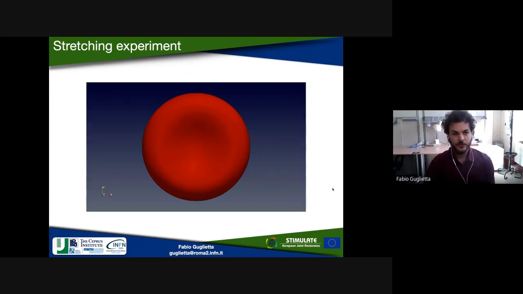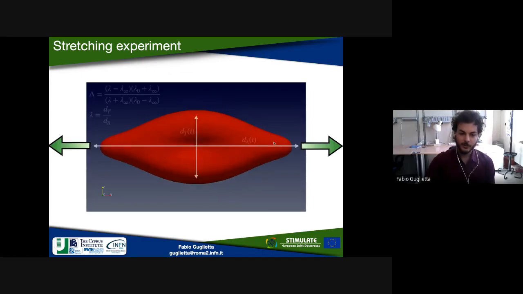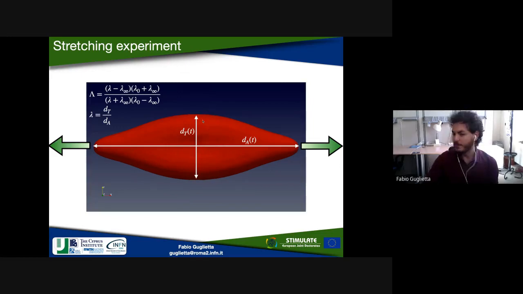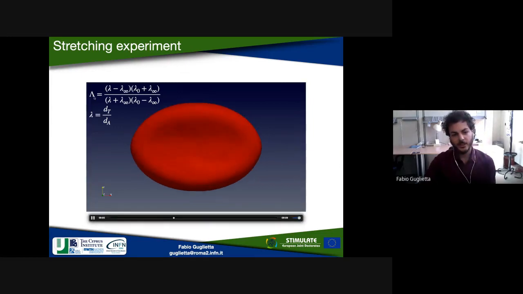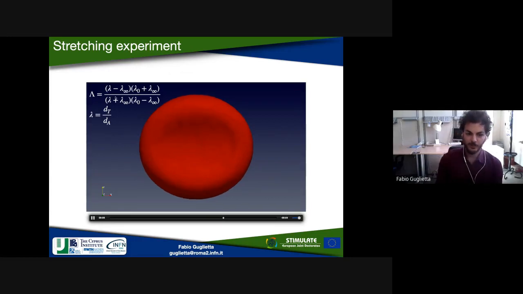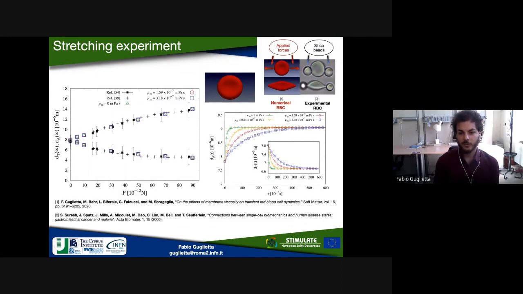So this is a short movie about the stretching experiment. As you can see here, we select two areas where the force is applied. So we apply the force, we measure the axial and transversal diameters, and we compute the elongational index, both during the loading and the relaxation process. And then we follow this elongational index in time.